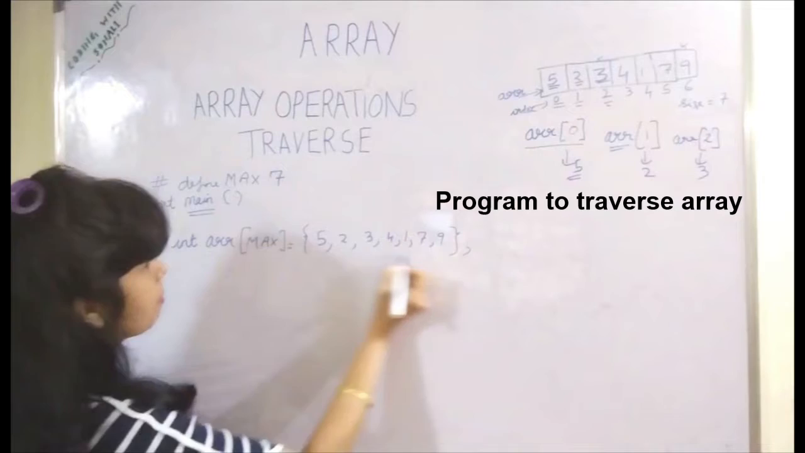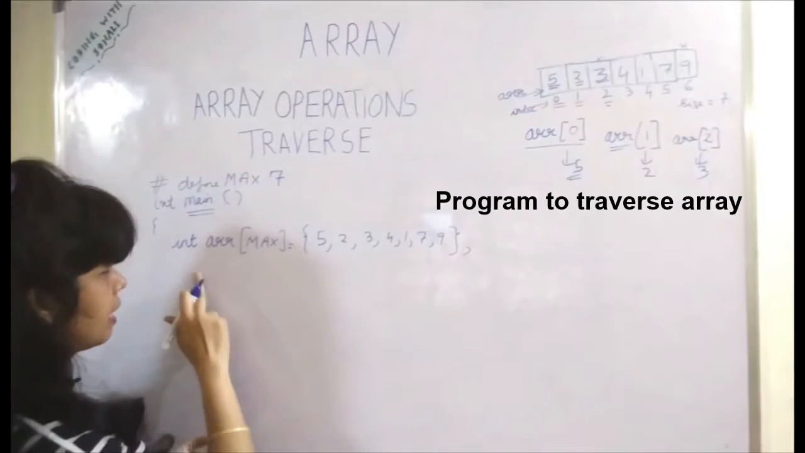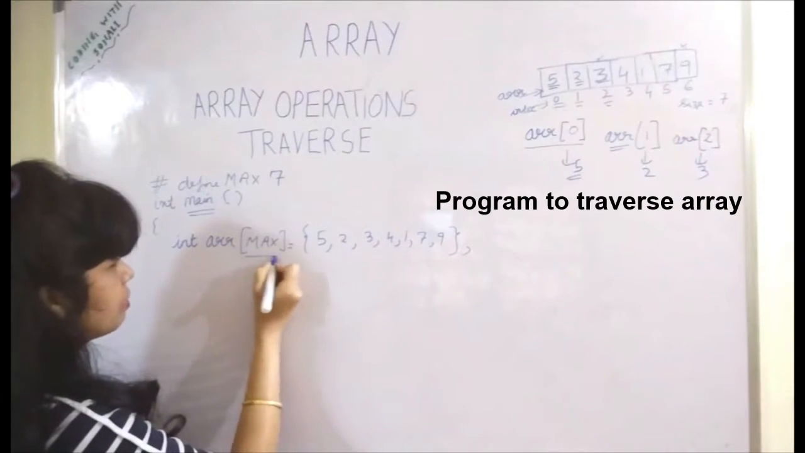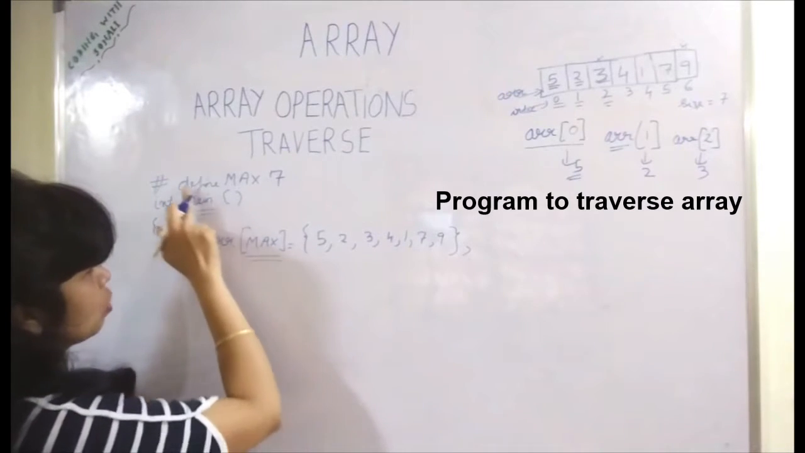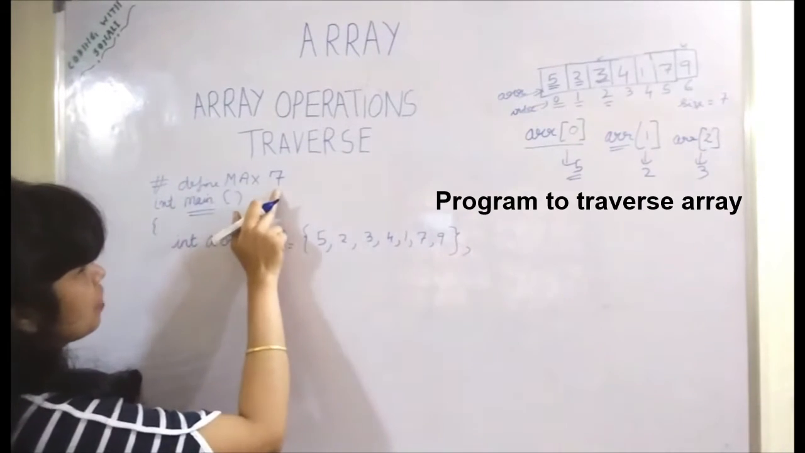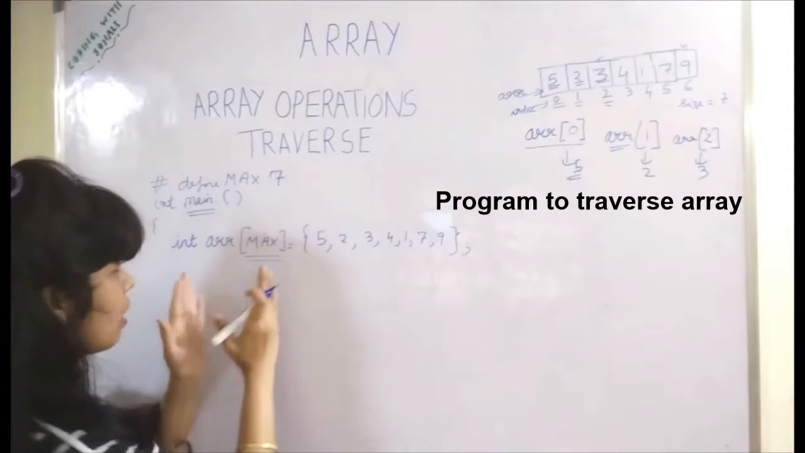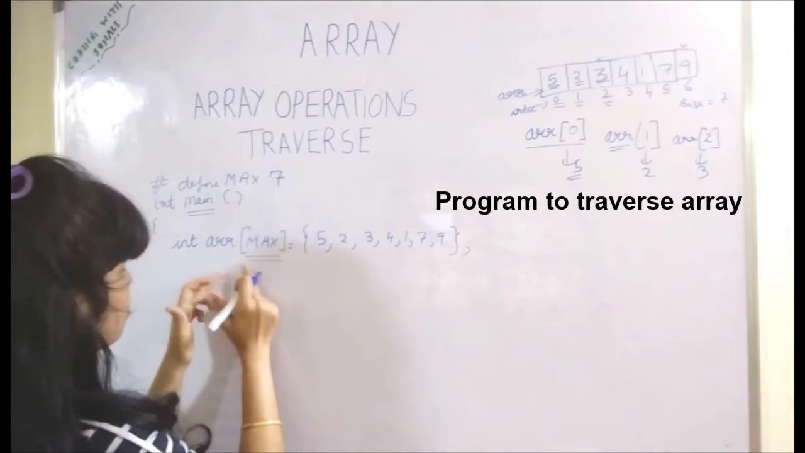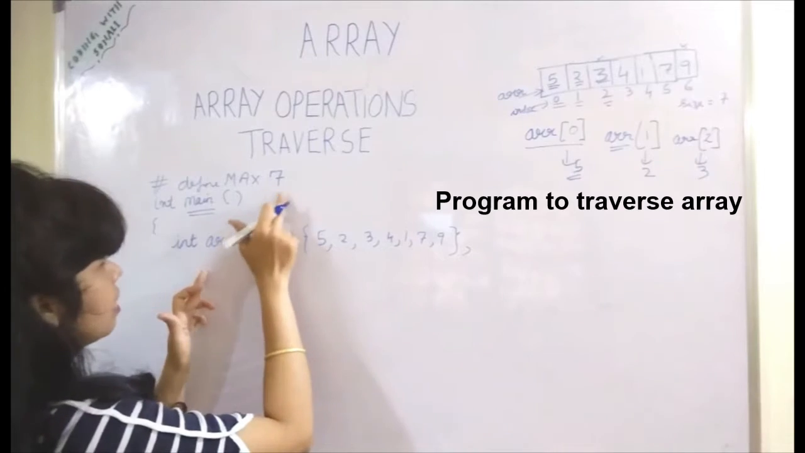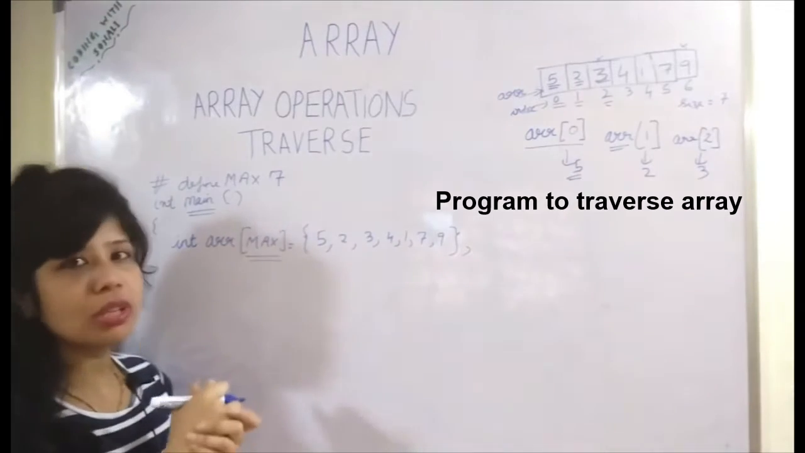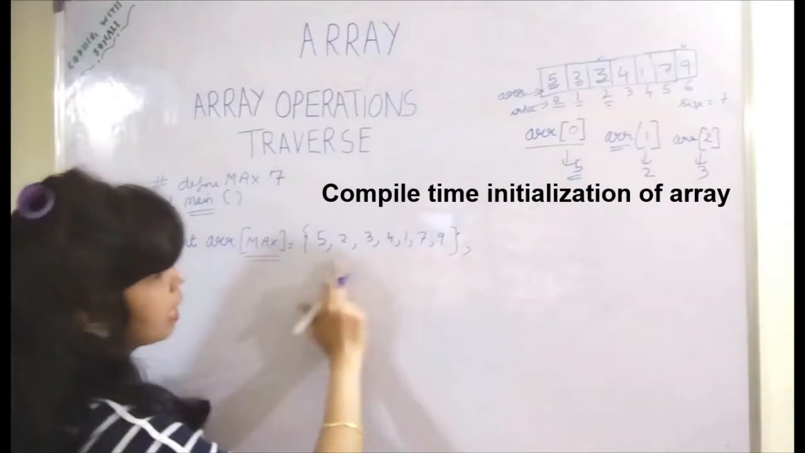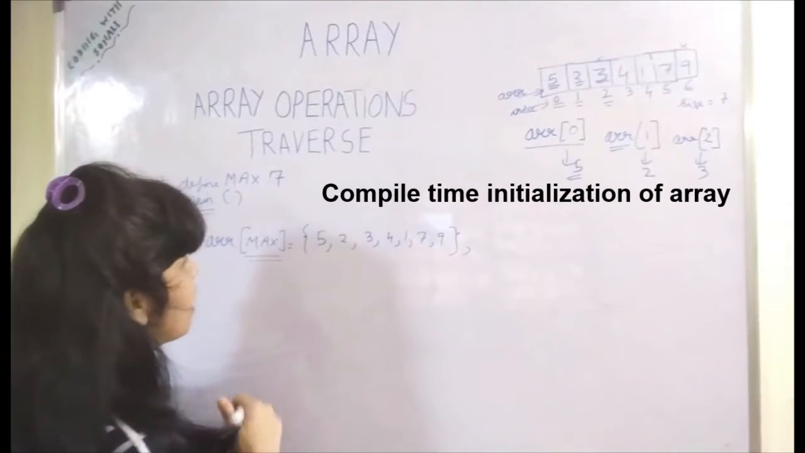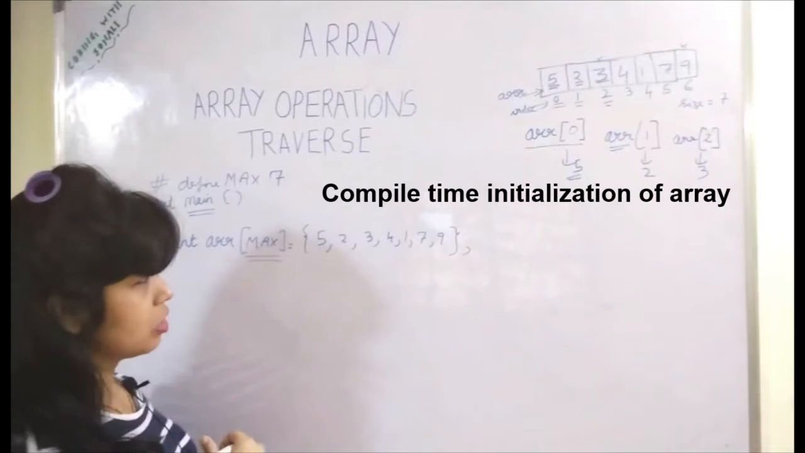Now this is a compile time initialization of the 1D array. You can see here it is a 1D array, therefore only one subscript, this MAX. Before using it I have hash defined MAX to the size, so I am simply mentioning the size of the array. The capacity should hold a total of 7 elements, and it is of the data type integer, and here I am only initializing it with these values. So this is a compile time initialization.